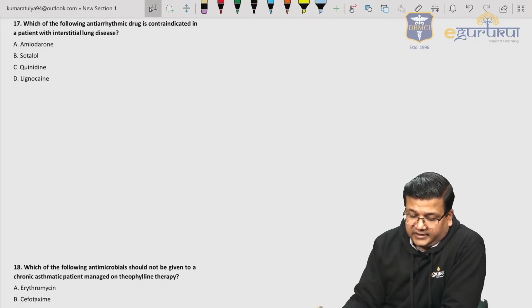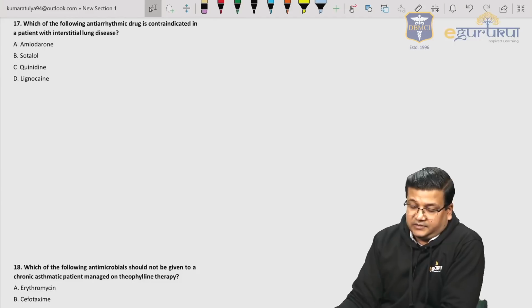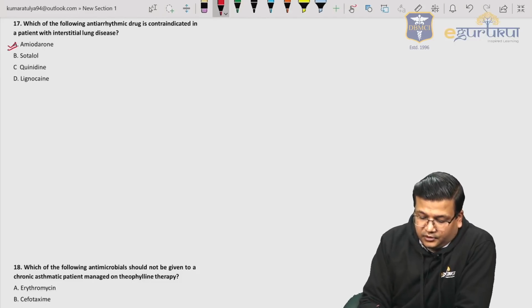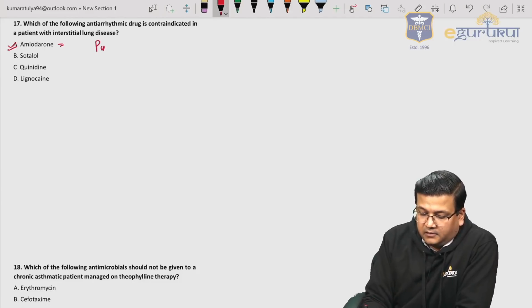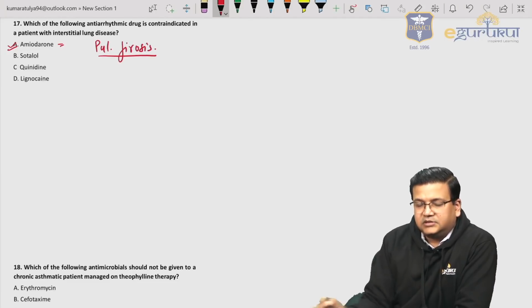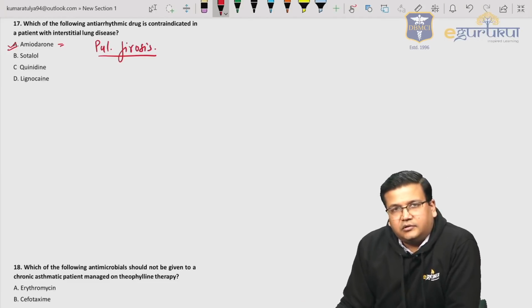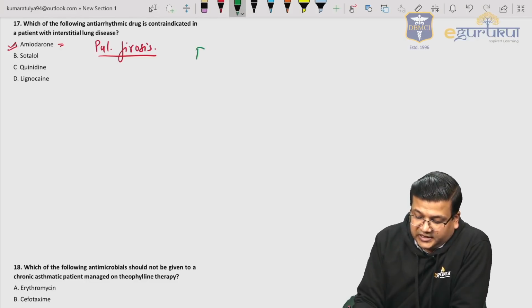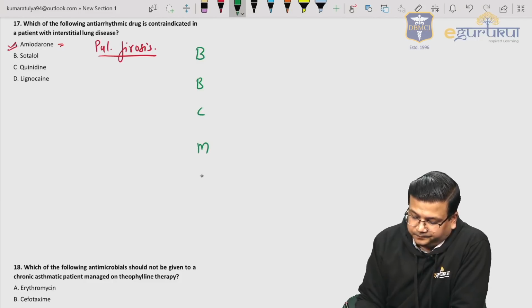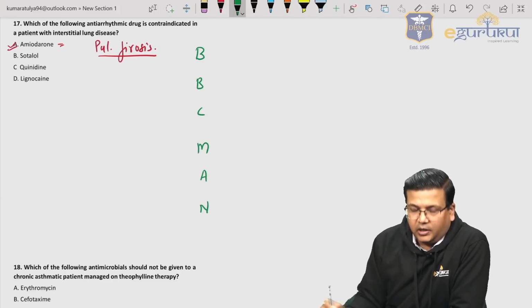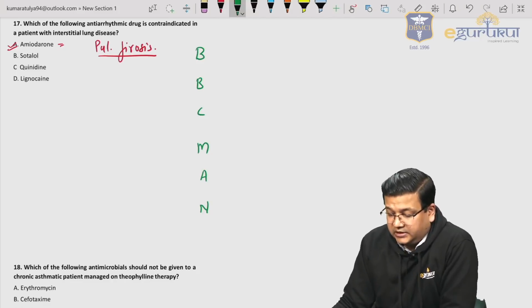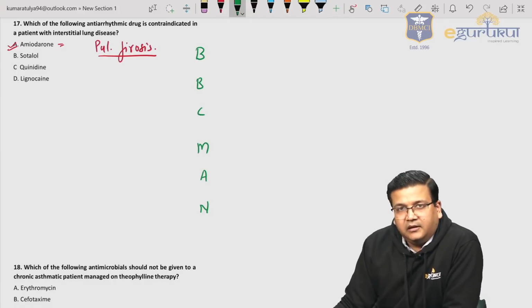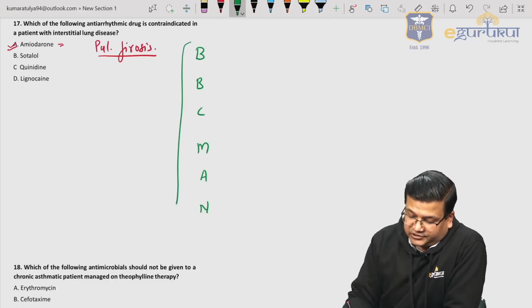Antiarrhythmic contraindicated in interstitial lung disease. I think very simple question again. Answer is amiodarone, because amiodarone causes pulmonary fibrosis. So the question is simply asking which drug causes pulmonary fibrosis. So there are many drugs which cause pulmonary fibrosis, and the simple mnemonic is BBC man. All of us at one point or the other have watched this BBC news. So BBC man cause pulmonary fibrosis. This is how you'll remember.